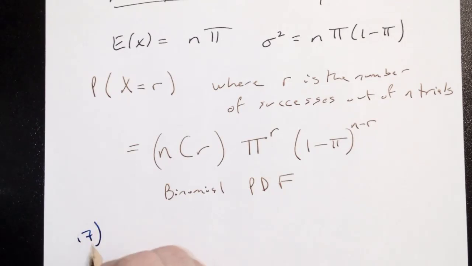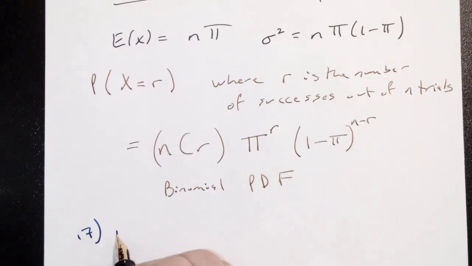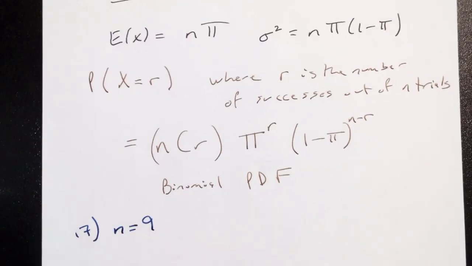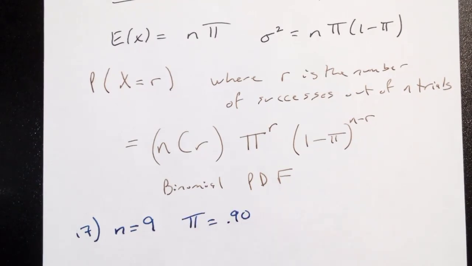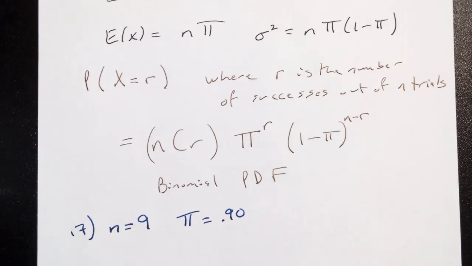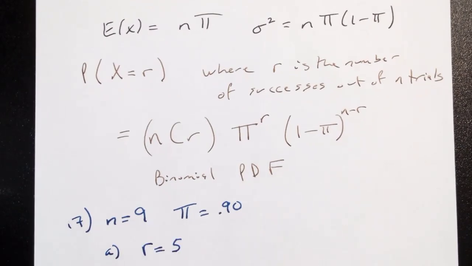Problem number 17 tells me we are going to run 9 trials. The chance of success is 90%. First question, what's the chance you get 5 successes? I don't know what this experiment is. Maybe it's the driver's license test. You know, there's a 90% chance the person passes the road test. We gave 9 road tests today. What's the chance 5 people passed?